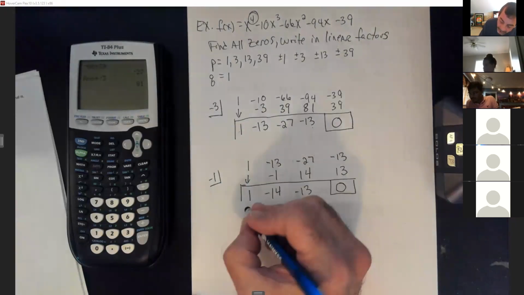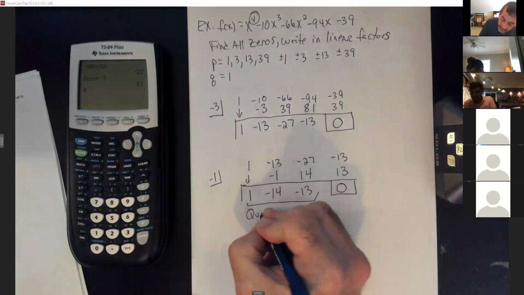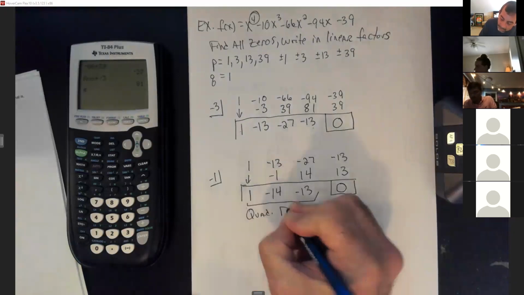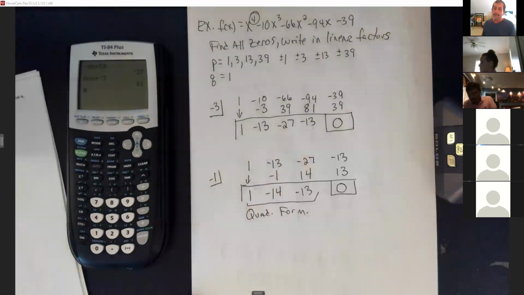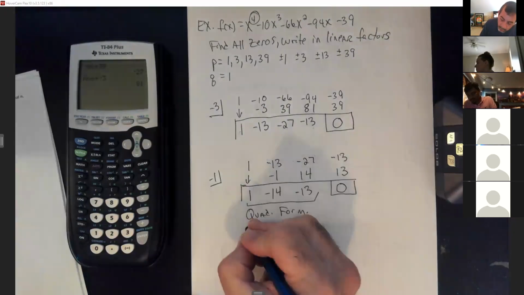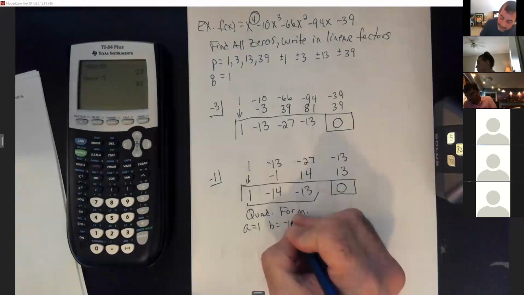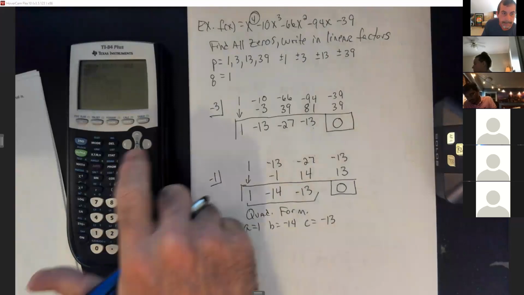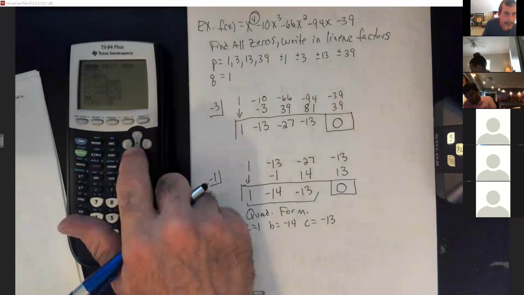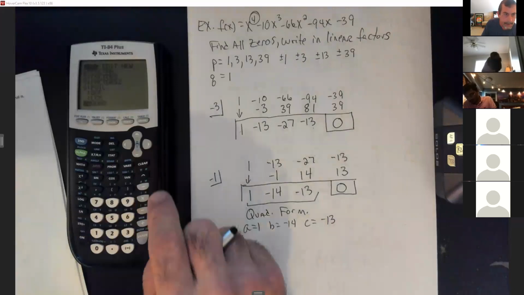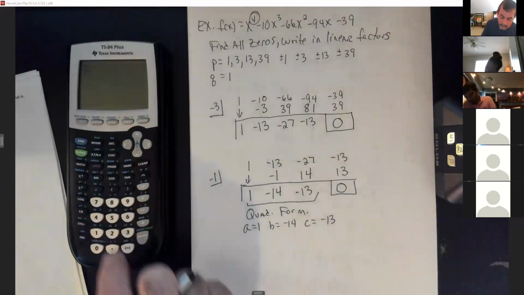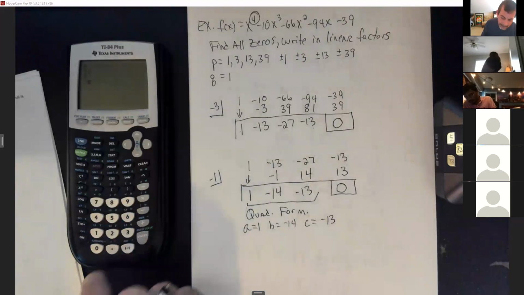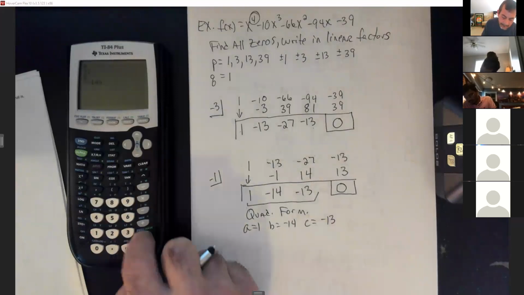You now have 3 numbers left. So since I got 3 numbers, to get my last 2, I'm going to use the quadratic formula. So you can always use that quad to get your last 2, okay? So A is 1, B is negative 14, and C is a negative 13. All right, so let me go to quad. Enter, enter. So I said a 1, negative 14, and a negative 13.